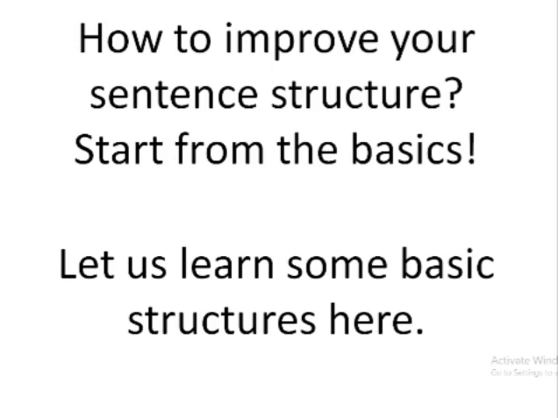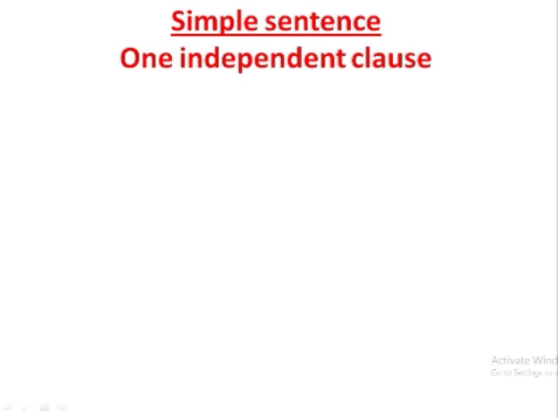So there are 4 structures which will go in hierarchical order. The first one, which is the easiest one, is the simple sentence. Now what's a simple sentence? A sentence which has just one independent clause. By independent we mean that this sentence is not dependent on anything else.